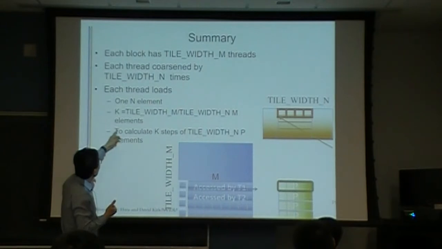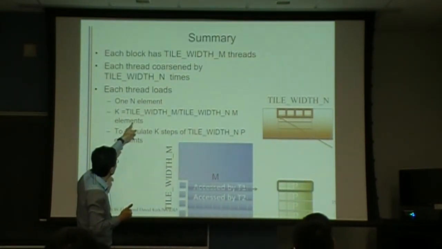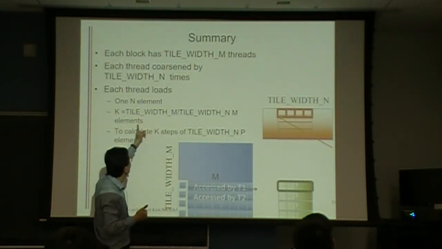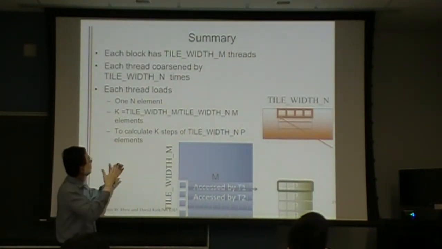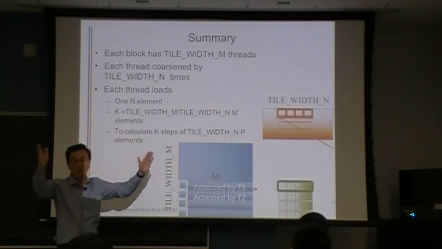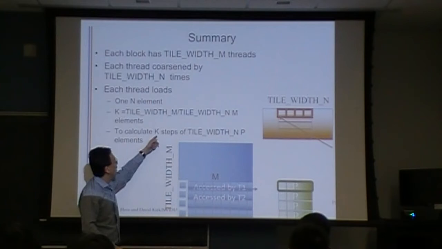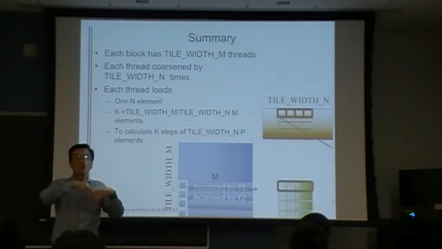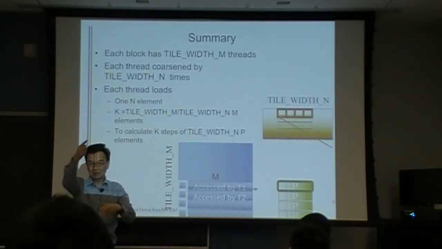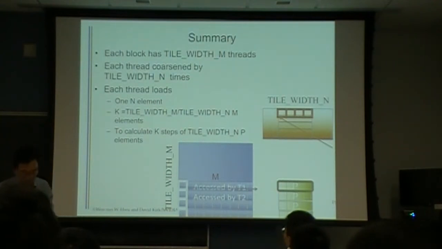And then every thread will need to load only one n element, but every thread will load k of the m elements into their registers. Once you're done, you still need to do the sync threads, and then you can do k steps of the p elements for all the p elements, and then do the sync threads again, and then you do the iteration. Okay, so this is the joint tiling code.